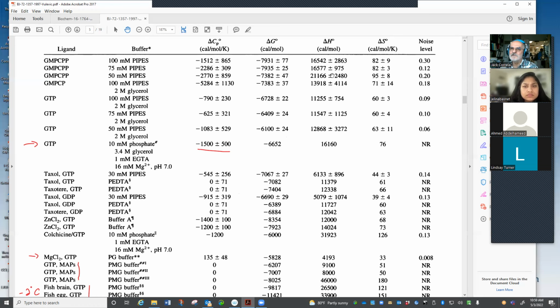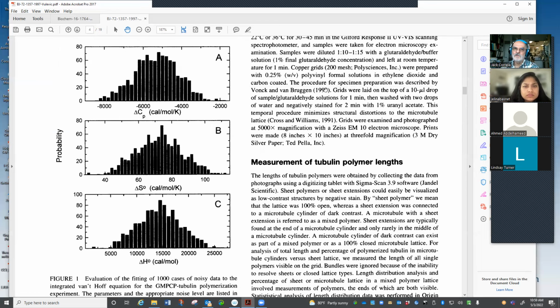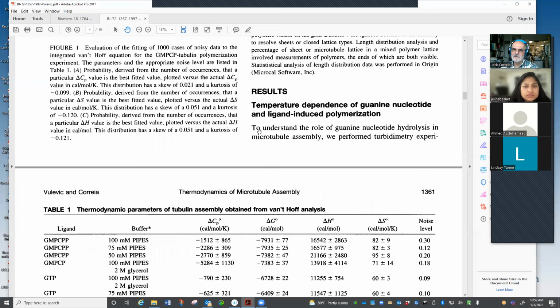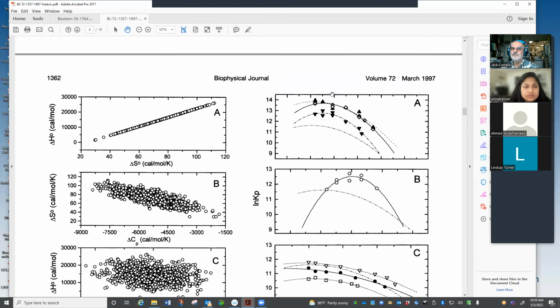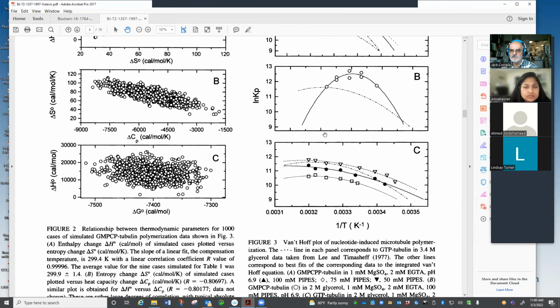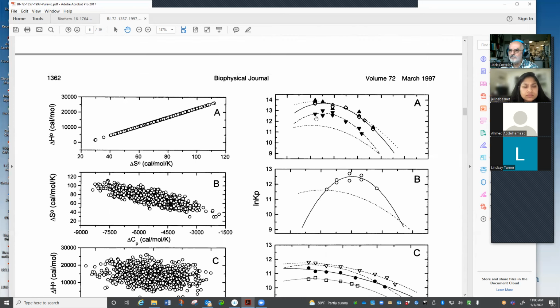The error bars come from what's called a Monte Carlo, where you get a fit to the data. So let me actually show you typical data. So here are examples of what the data look like. This line is the Timashev data, okay? So you're seeing the Timashev data, and then you're seeing the results under various conditions. Those are various nucleotide conditions, PIPES concentrations, et cetera. And you fit the data and you get an answer.